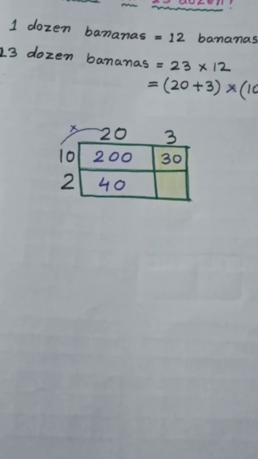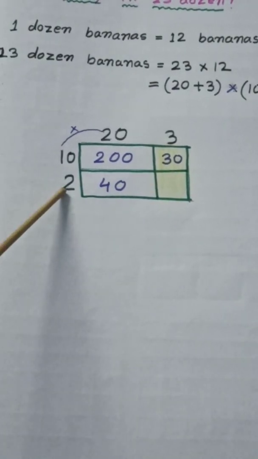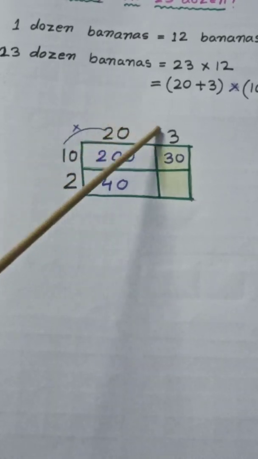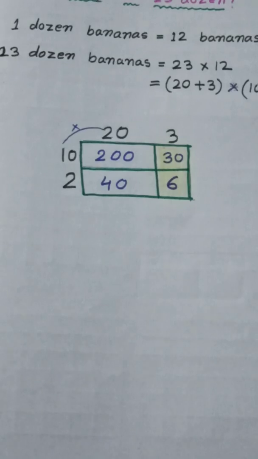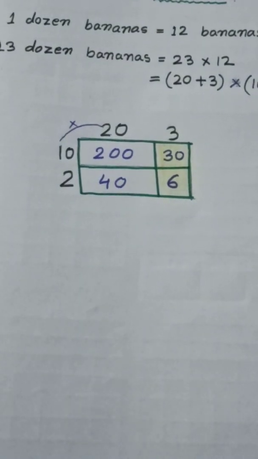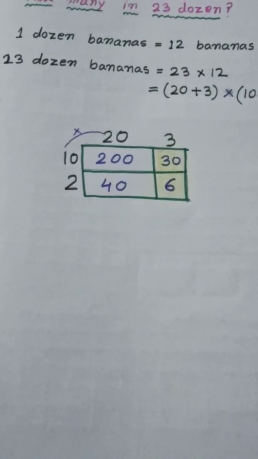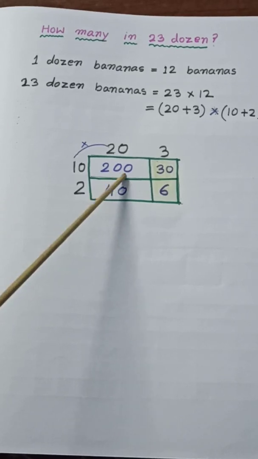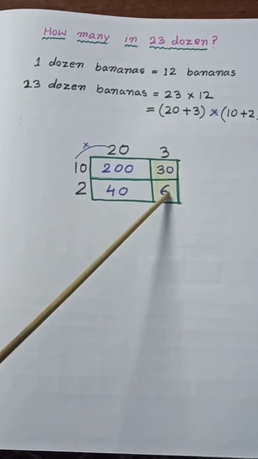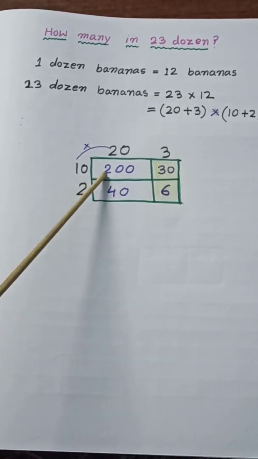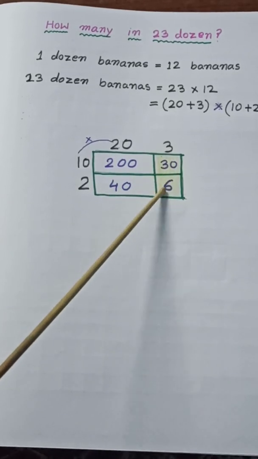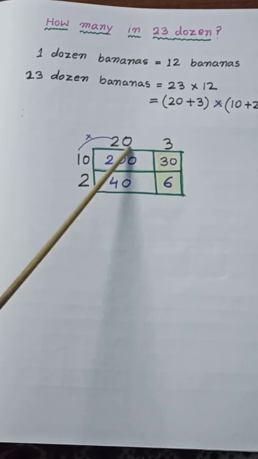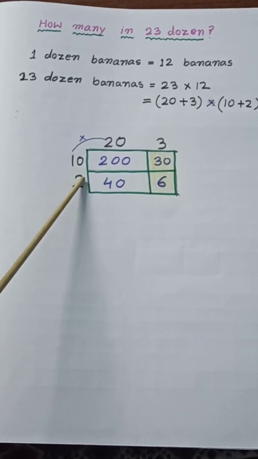Now we multiply 2 by 3. So 2 threes are 6. So our multiplication work is over. Now what do we do, children? Are you seeing here in this box there are 4 numbers, 200, 30, 40 and 6. So we add all the numbers, right?